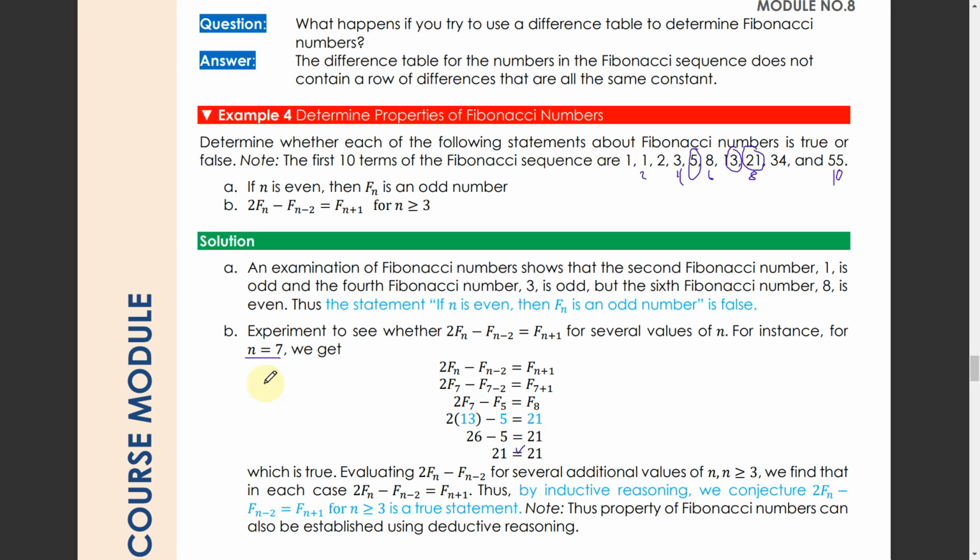But don't stop there. Don't use only one number for your n. If you try to evaluate this with other values of n, for example 3 or 10 or 6, you will come up with the same result, that both sides are equal. It will not be the same 21 as your answer, but the answers you get will be equal. So after evaluating several values for n, where n is greater than or equal to 3, we found out that in each case it is true, or both sides are equal.